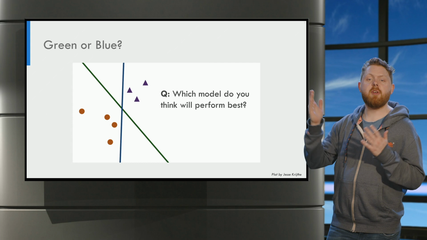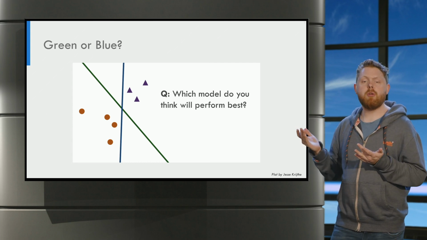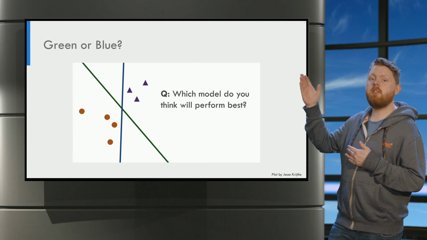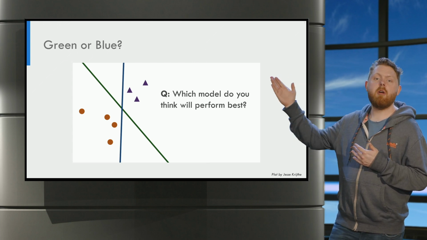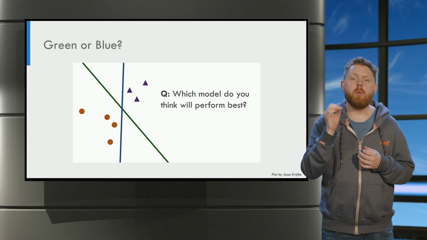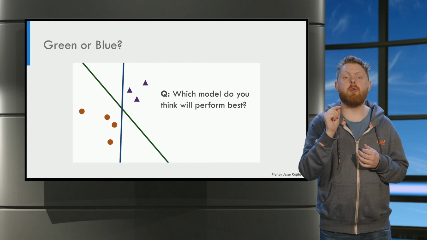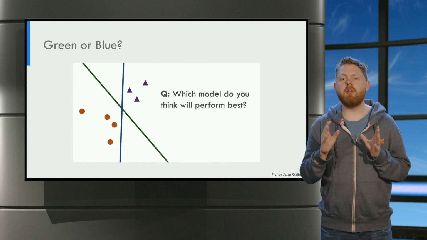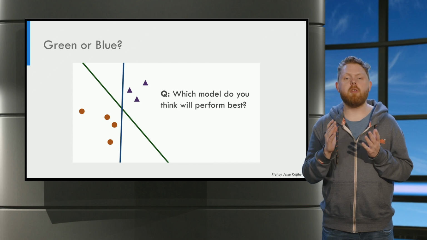Here we see a classification problem with orange circles and purple triangles. We see two decision boundaries, a green boundary and a blue one. My question for you is, which model do you think will perform best? Take a moment to think about this, pause the video, and afterward we discuss the answer.